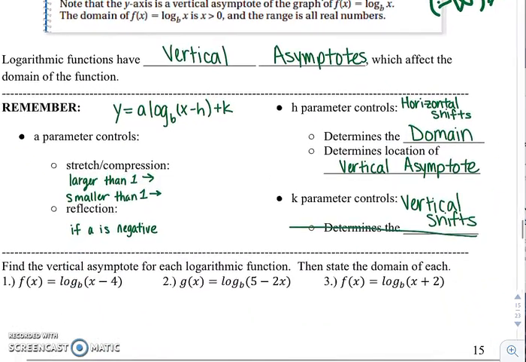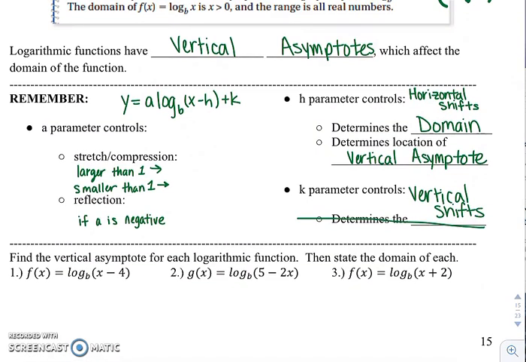And just like all of the other functions we've talked about, once we start adding in values or adding an a in the front, it will change the look of our graph, but it's still the same idea. If a is larger than 1, it will be stretched. If a is smaller than 1, our graph will be compressed from the parent functions above. It will be reflected if a is negative, so it'll go the other direction. Your h parameter controls your horizontal shifts, which means it determines the domain and your vertical asymptote. The k parameter controls the vertical shift, how it's moving up and down.